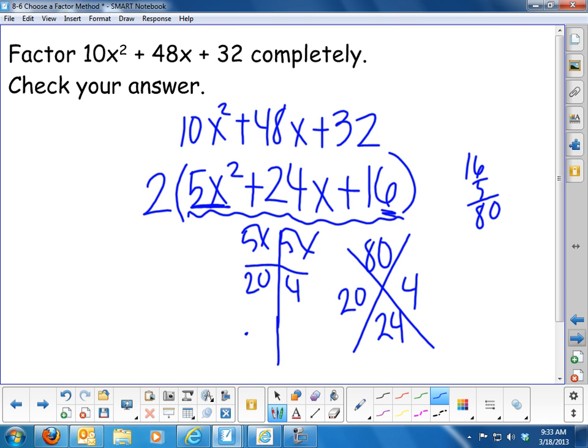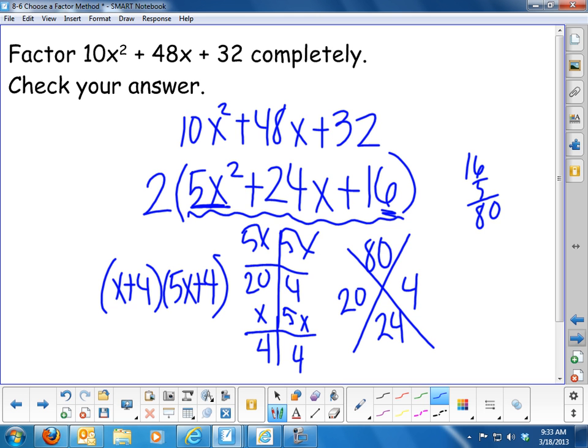Then I'm going to simplify those a little bit. We should be really good at this process by now, guys. So I see what my two binomials are going to be. That's x plus 4 and 5x plus 4. And your answer is not that. It is not complete yet.